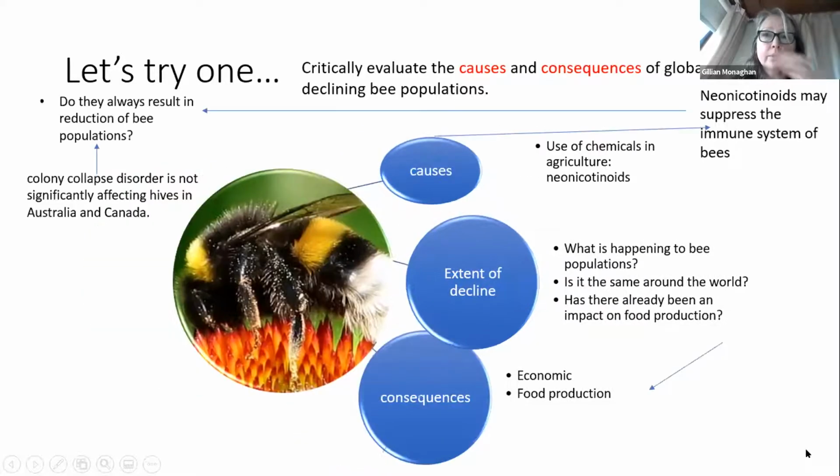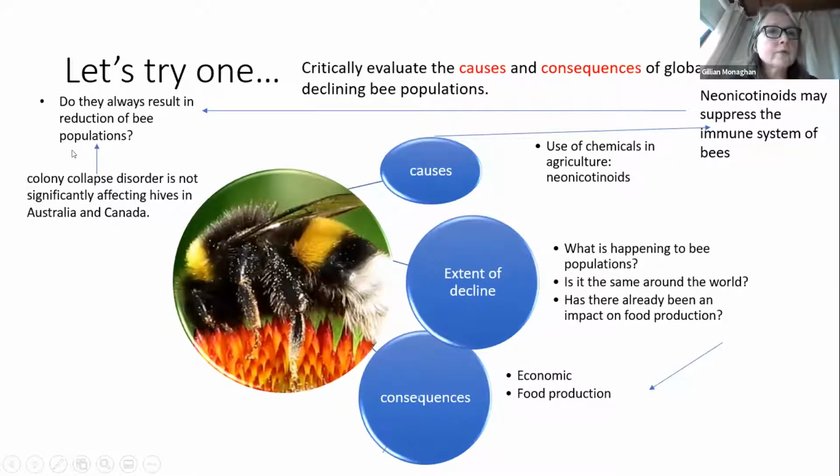So let's have a look. I did a little bit of reading. So these chemicals, these neonicotinoids, apparently they suppress the immune system of bees. So that's one way in which they affect the bees.